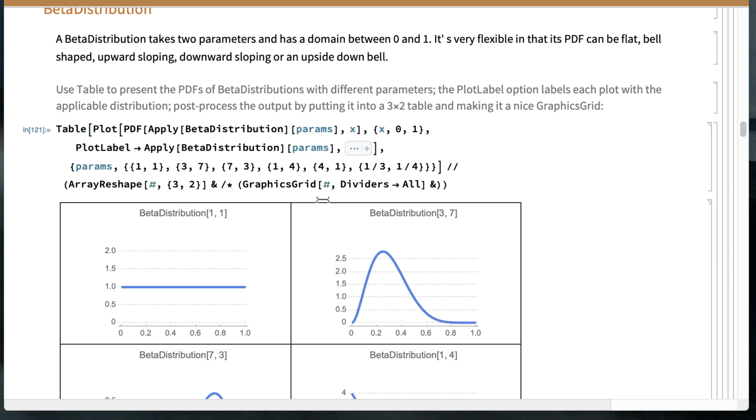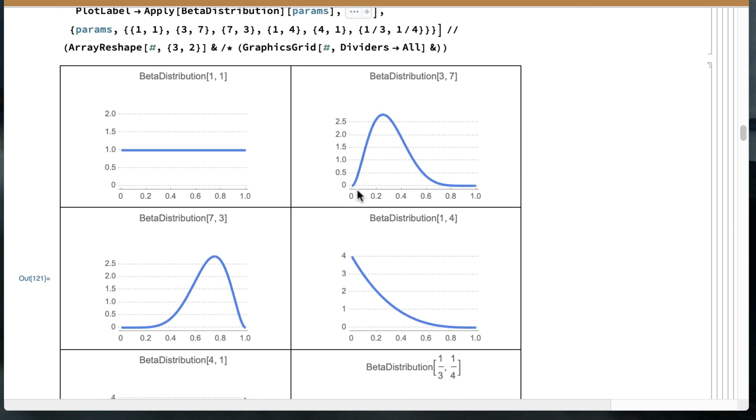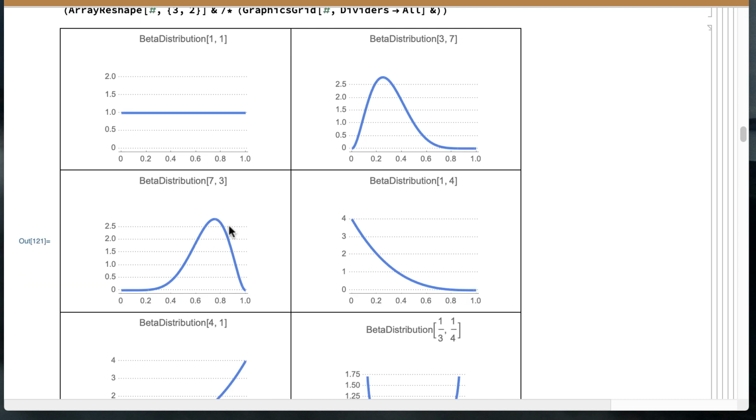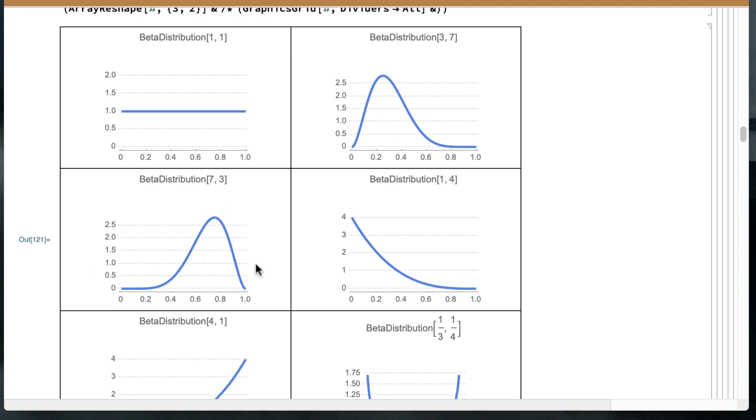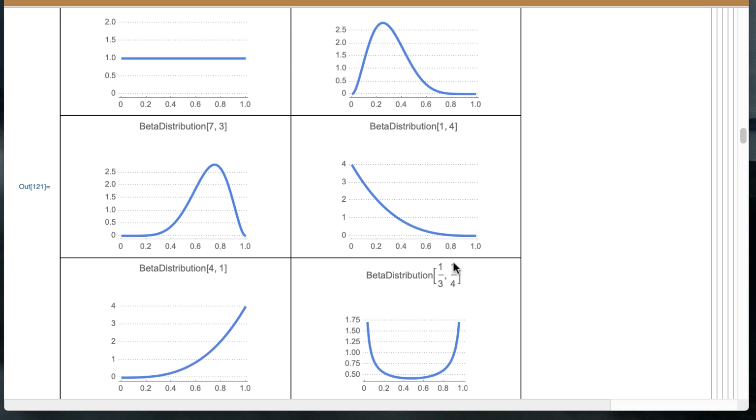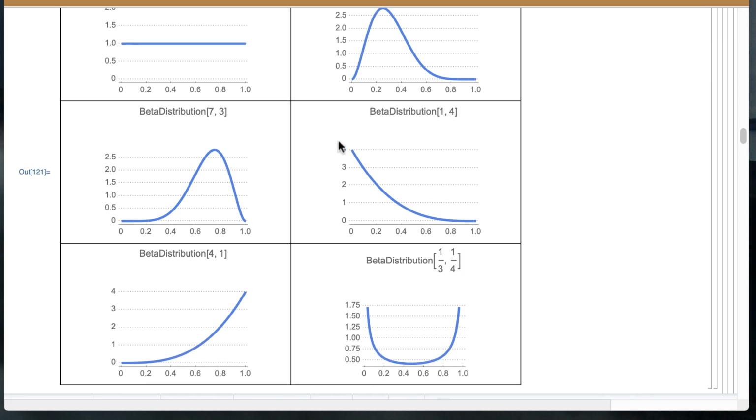And we're going to see, there's our graphics grid. Okay, so if the parameters are 1, 1, it's flat. If the parameters are 3, 7, it's sort of skewed off to the left. If the parameters are 7, 3, it's skewed off to the right. If the parameters are 1, 4, it goes down like this. We're going to see this particular parameterization when we look at risk aversion and something called spectral measures.